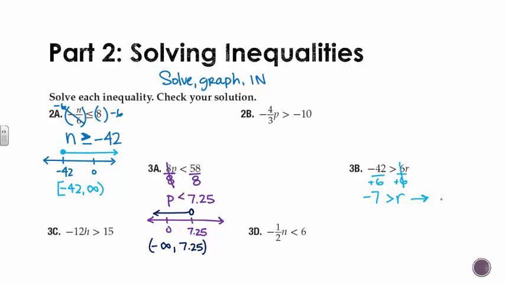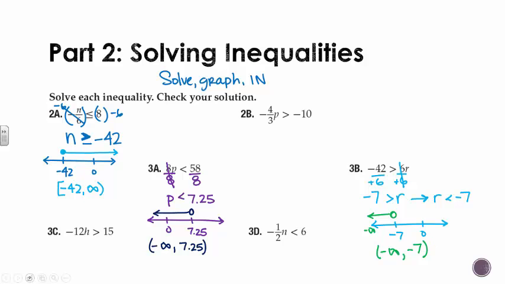Now I would rewrite this to say r is less than negative 7, just so that when I graph it, it makes a little more sense in my head. I am going to have an open circle, and I want all the numbers smaller than negative 7. So that's why when I write in interval notation, I'm going to start with negative infinity, because that's what's down here, and I am going to go to negative 7, and it doesn't equal negative 7.